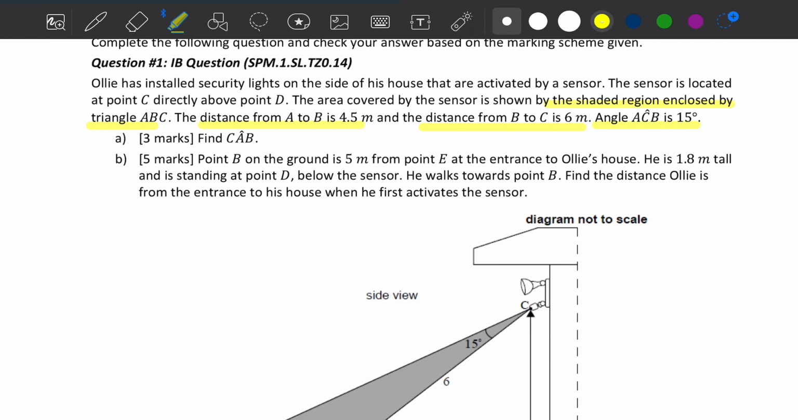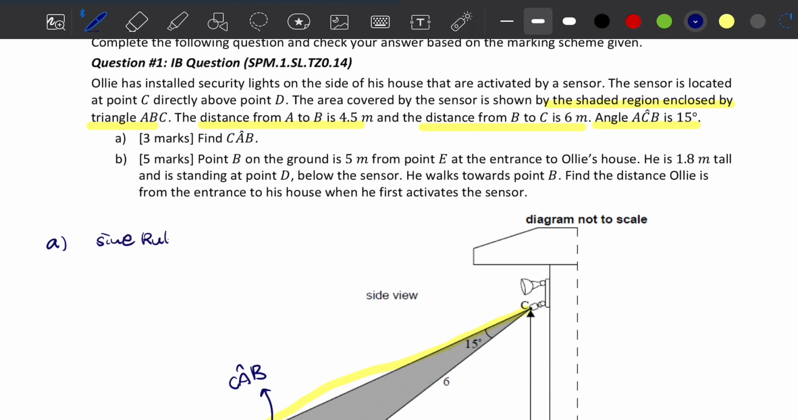For question A, we need to find the angle CAB. So CAB is referring to this part. Okay, so this is your angle CAB. For question A, to find the angle CAB, the triangle is very obviously not a right triangle. So we're going to use the sine rule. The reason why we are using the sine rule is because the side corresponding to the angle CAB is given, and also one side value is given with its corresponding angle, right?